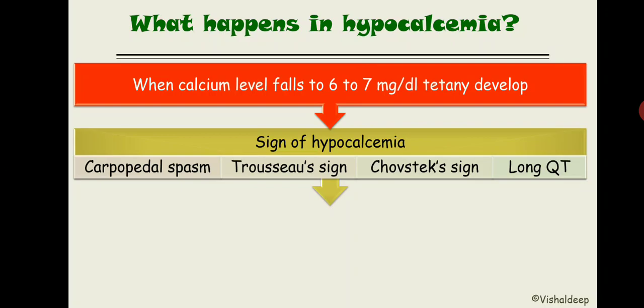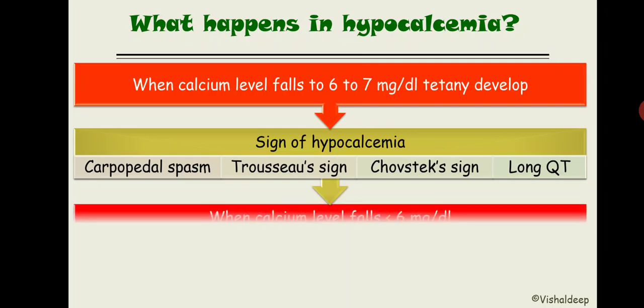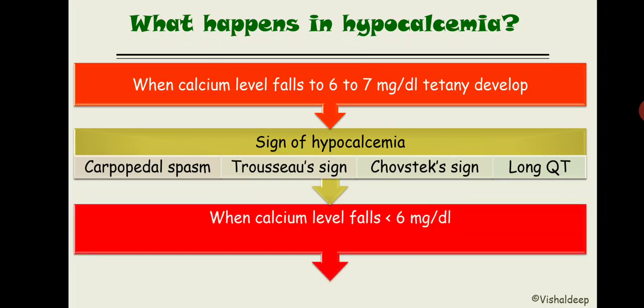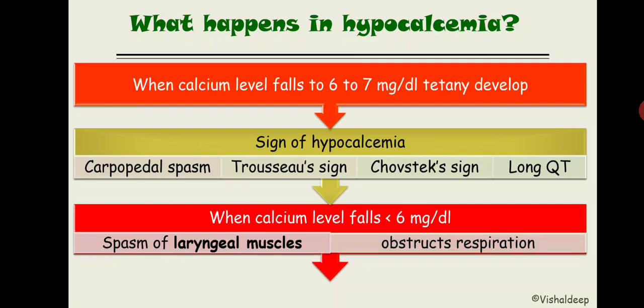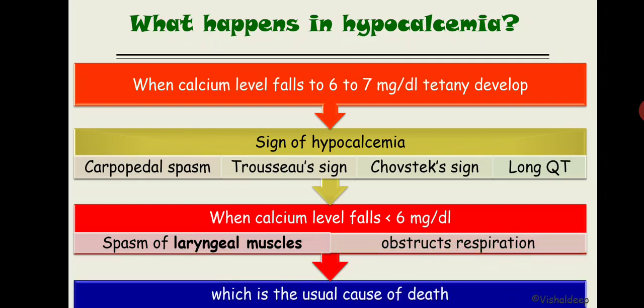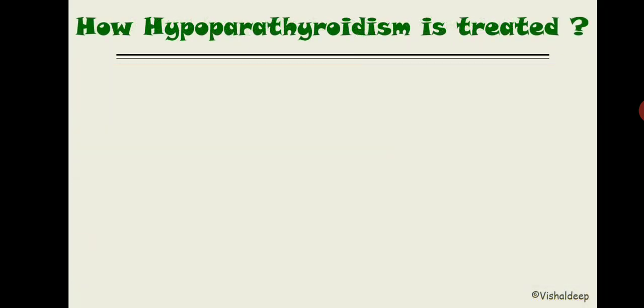Now this is about when the calcium level is between 6 to 7 milligram per deciliter, but what will happen when the calcium level goes down below 6 milligram per deciliter? If you guys remember, there is a spasm of the laryngeal muscle and ultimately it will lead to obstruction of respiration and eventually the person will die. Now how is hypoparathyroidism treated?